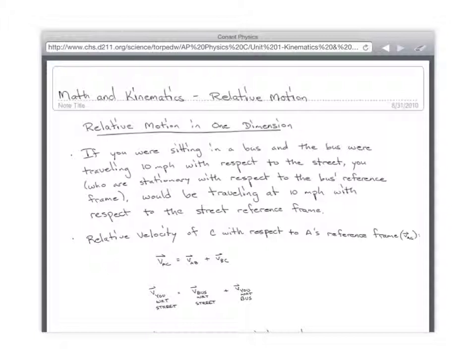Does that make sense? And these problems get tricky. In one dimension, they're just that simple. If you want the ball with respect to the ground, it's ball with respect to the bus plus bus with respect to the ground.